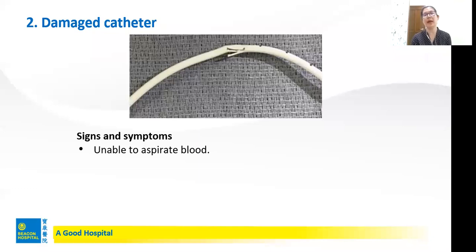So a lot of people assume, and assuming is very dangerous. A lot of people assume that when you're unable to aspirate out blood, it's due to occlusion. And then you push and push the fluid in. And what if you're unable to aspirate? But you see, if it is a cracked catheter, do you think you can push it?